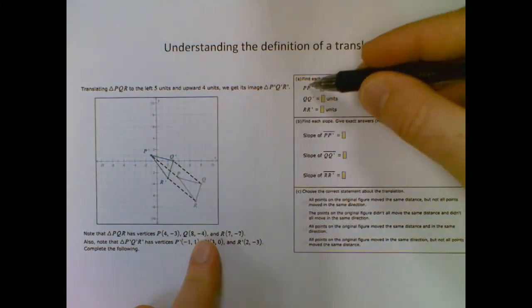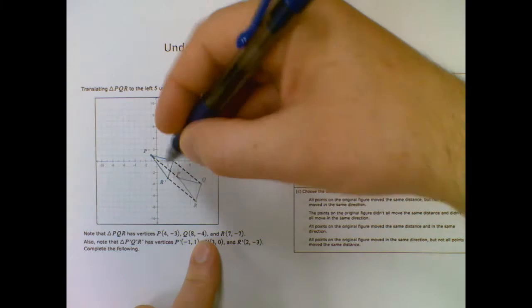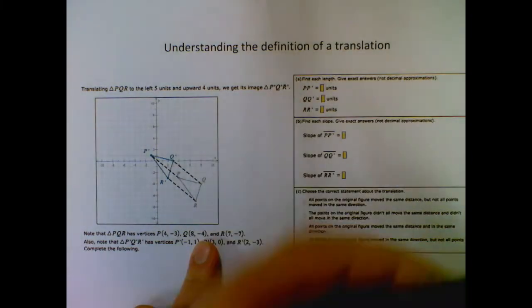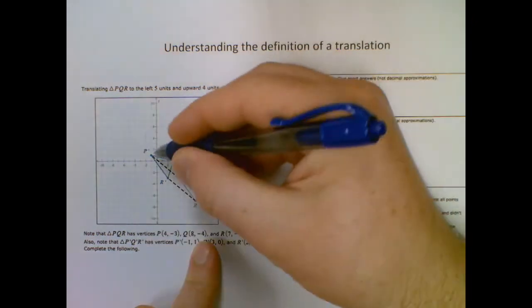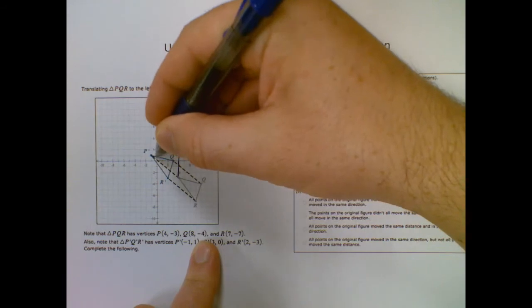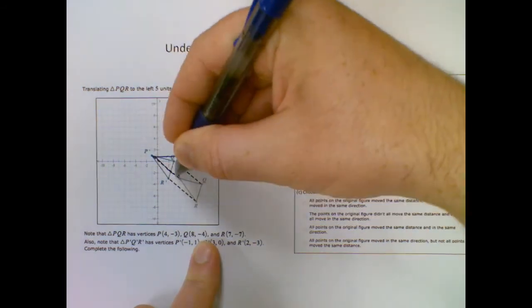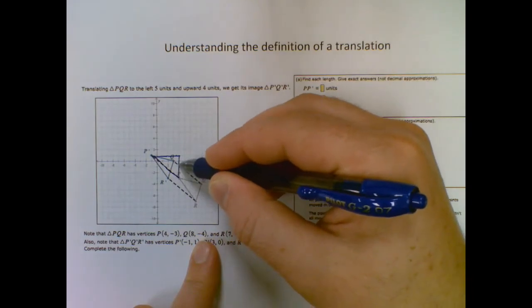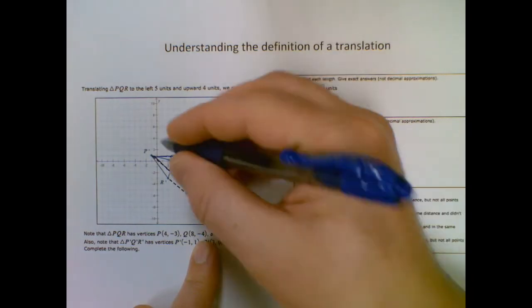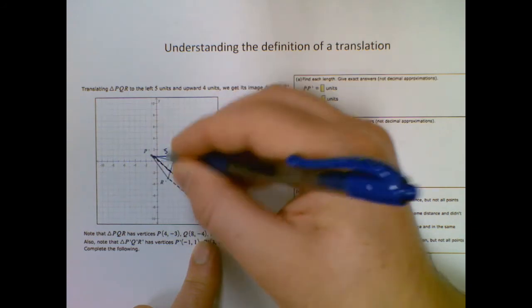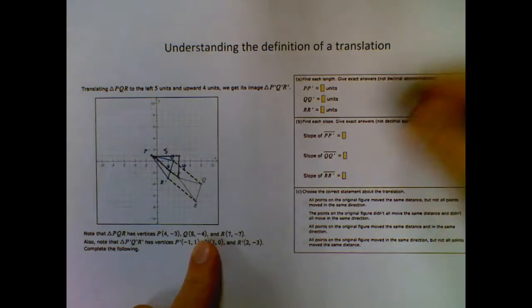So find the length of P prime, so this length here. Since I have a picture, I'm just going to go ahead and use my Pythagorean theorem. If I'm looking at this triangle right now, on this side over here, I'm going up 1, 2, 3, 4. And then I'm going over 1, 2, 3, 4, 5. And then I'm trying to find the length over there.